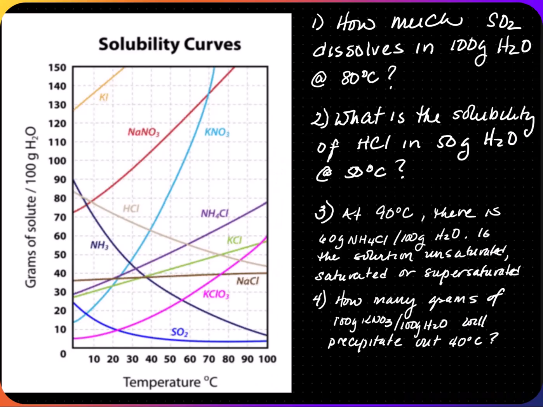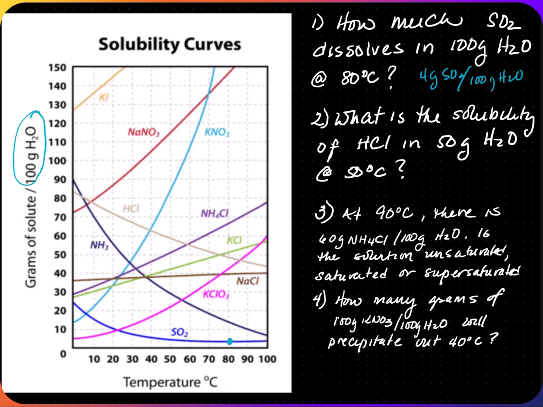So pause the video, try these problems on your own, and then check your answers. How much SO2 will dissolve in 100 grams of water at 80 degrees Celsius? We know all the solutes are dissolved in 100 grams of water according to the vertical axis. So at 80 degrees, we look for SO2, which is right here. So approximately 4 grams of SO2 will dissolve in 100 grams of water.